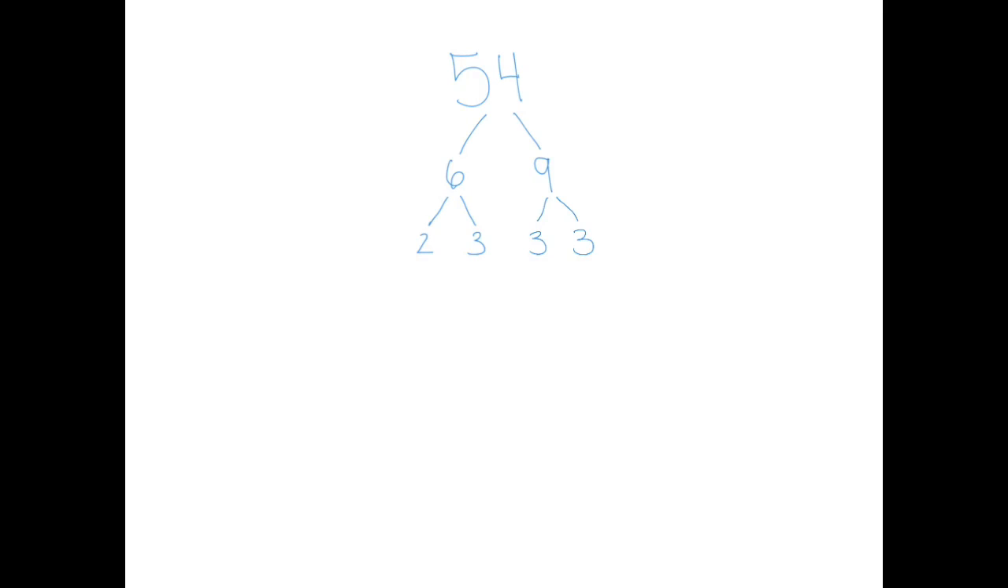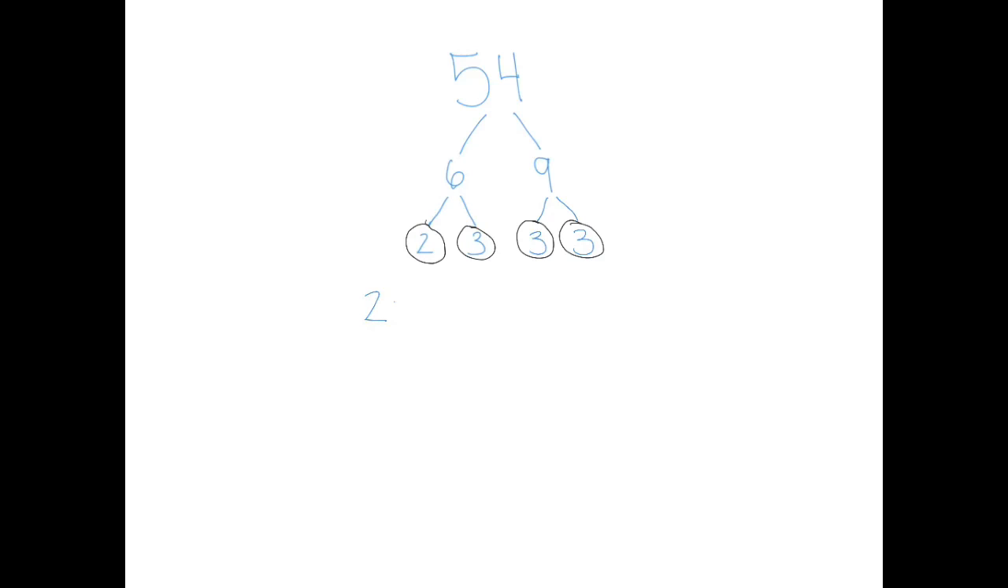What I like to do once I find prime numbers is circle them so I know that I am done with that branch. So I know that 2 is prime because the only factors of 2 are 1 and 2. I also know that 3 is prime because the only factors of 3 are 1 and 3. So I'm going to circle all of my 3's. Once I have all my numbers circled, I can write out the prime factorization.